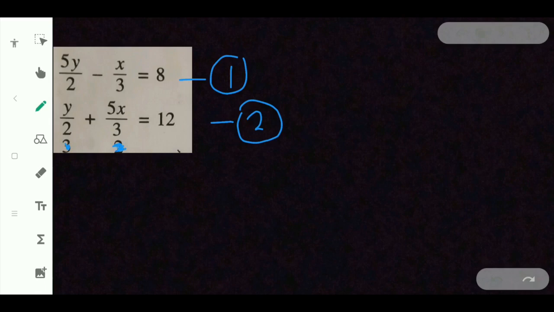Ignore the 3 and 2. So now 5y by 2 minus x by 3, I can take LCM as 6. I will be taking LCM as 6, and 2 into 3, so 5y also I should multiply with 3, that is 15y. Minus 3 into 2, so x also I should multiply with 2, that is 2x.